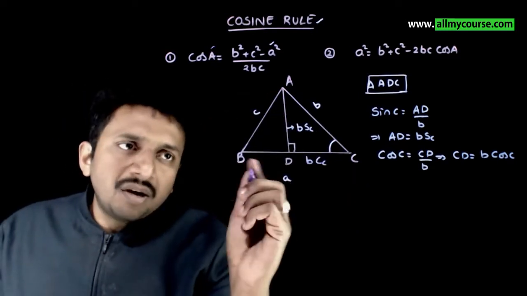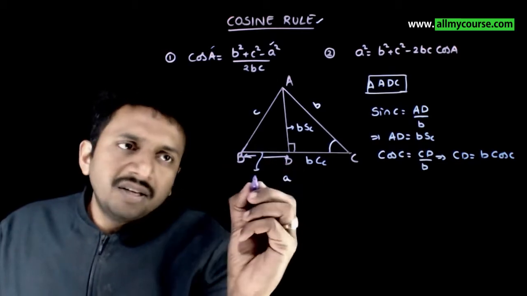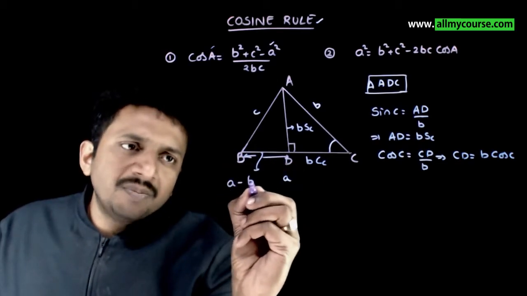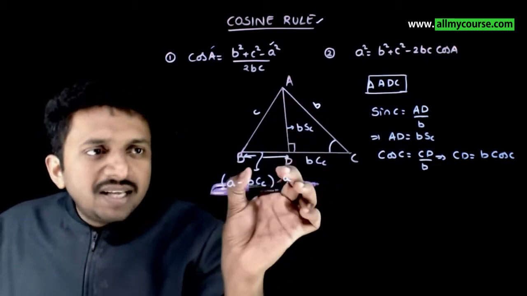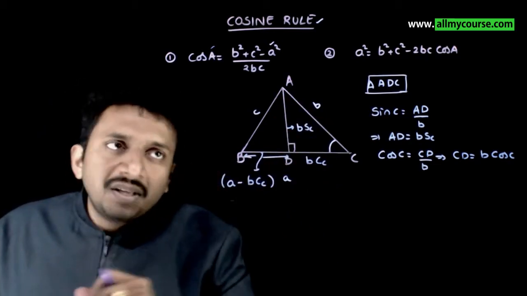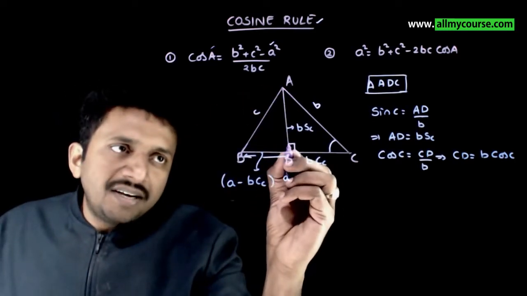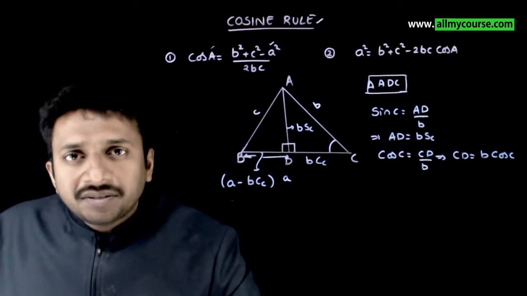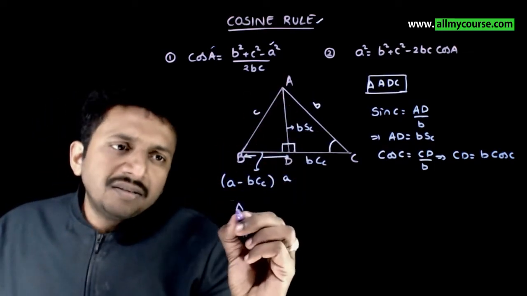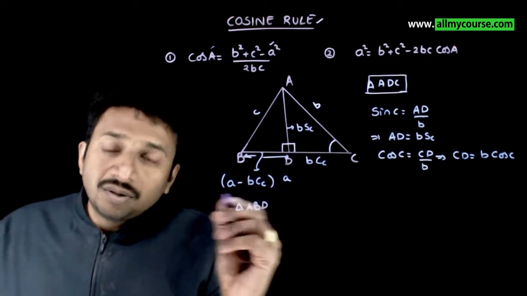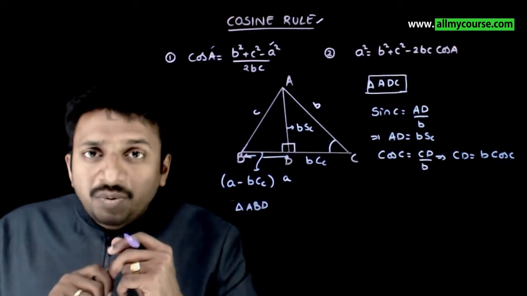Now if this is b cos C, what is the length of BD? BD is nothing but a minus b cos C, right? So this is b sin C, this is a minus b cos C, and this side is c. Now if this angle is 90 degrees, this angle is also equal to 90 degrees. Now triangle ABD is also a right angle triangle. So in this triangle, the Pythagoras theorem has to be valid.